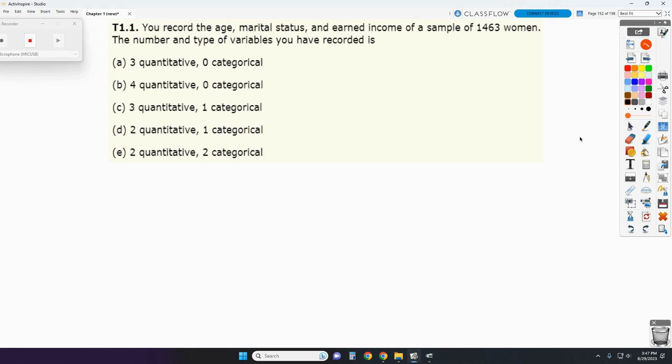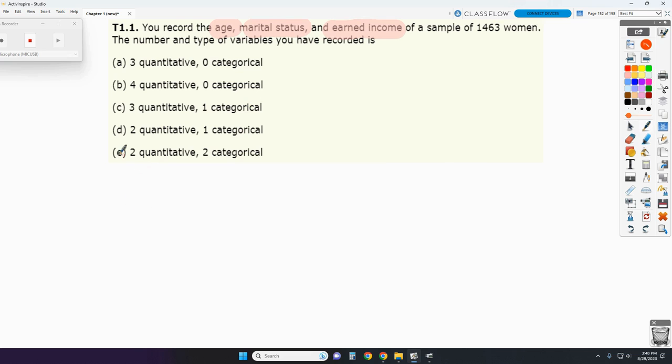So the first problem says you record the age, marital status, and earned income of a sample of 1,463 women. The number and type of variables you have recorded is. So we have so many quantitative versus so many categorical. We need to take these variables, and number one, how many variables do we have? Well, we have age, marital status, and earned income. So we have 3 variables altogether. So whatever the breakdown is should add up to 3 total variables.